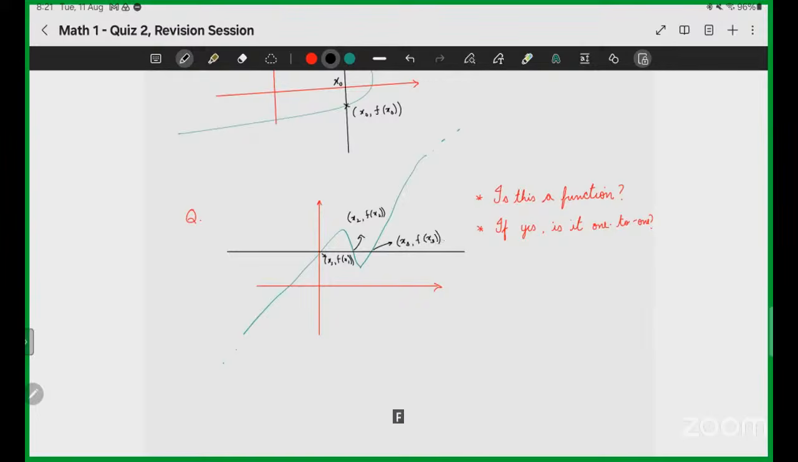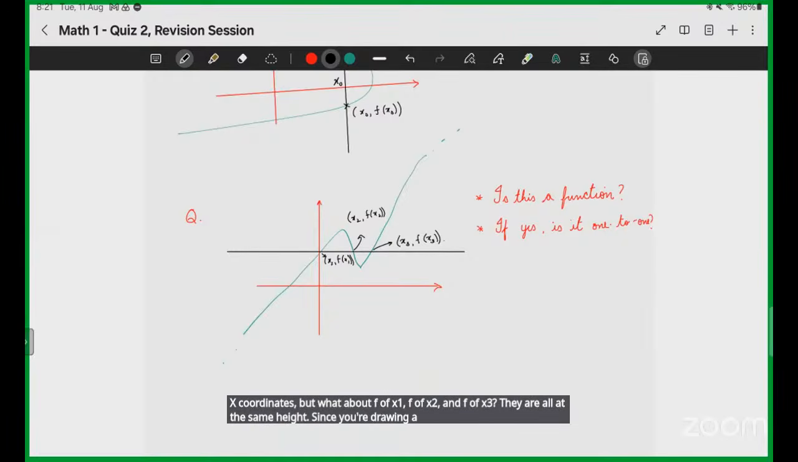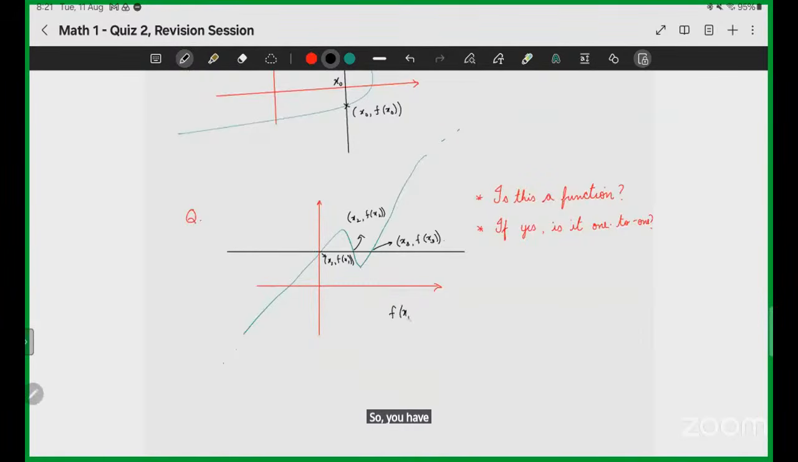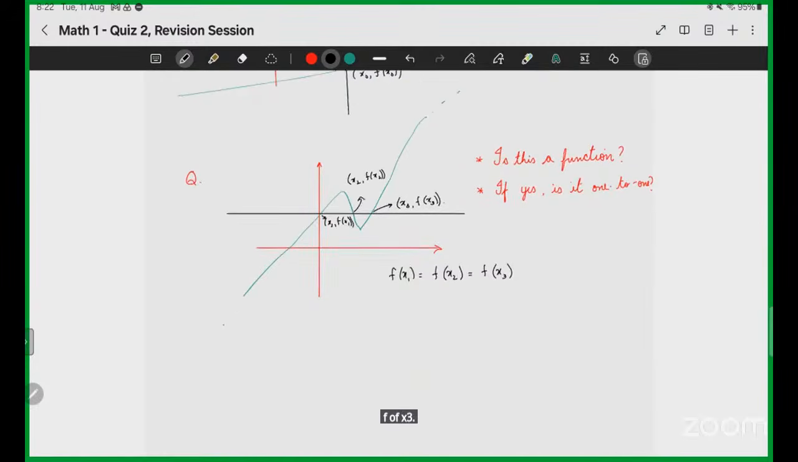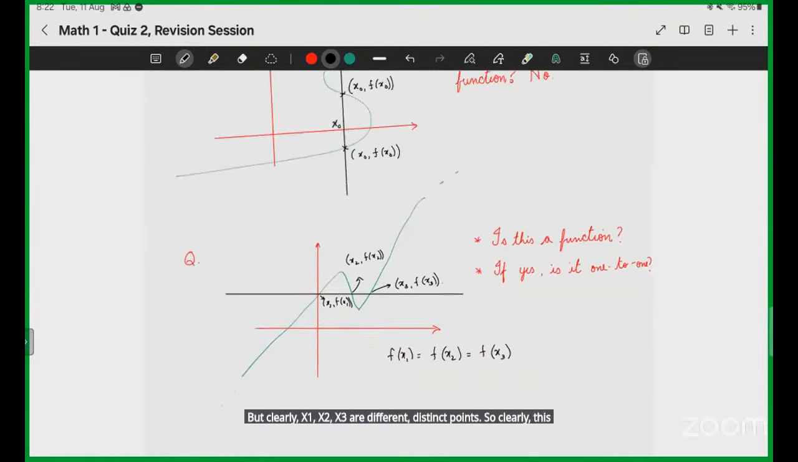x3, f of x3. All of these things have clearly distinct x coordinates. But what about f of x1, f of x2, and f of x3? They are all at the same height. Since you're drawing a horizontal line, all the points on that line have the same second coordinate. So you have f of x1 is equal to f of x2 is equal to f of x3. But clearly x1, x2, x3 are distinct points. So clearly this is not a one-to-one function.